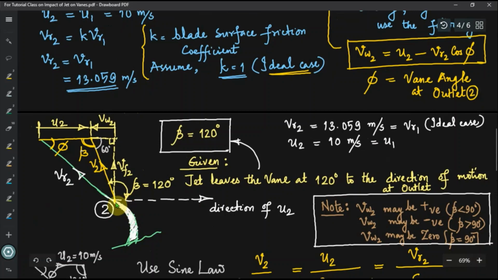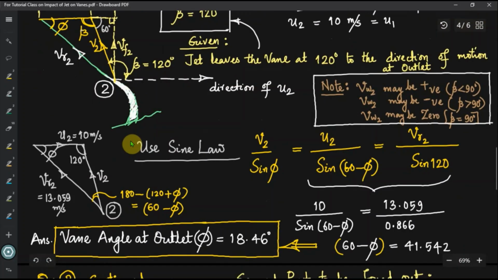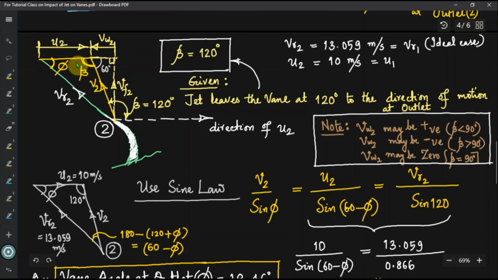Here it is clearly mentioned that the direction of motion of the vane at outlet, that is the direction of u2, is shown over here by a horizontal direction at the point 2, and the angle made by V2 with the direction of motion, this obtuse angle, is 120 degree. If this much angle is 120, here this is also 120, beta. Two sides and the value of an angle of the triangle are available, so it is better to use the sine law. In this case, it is not the included angle. The two sides V2 and u2 and the angle beta is the angle between V2 and u2.